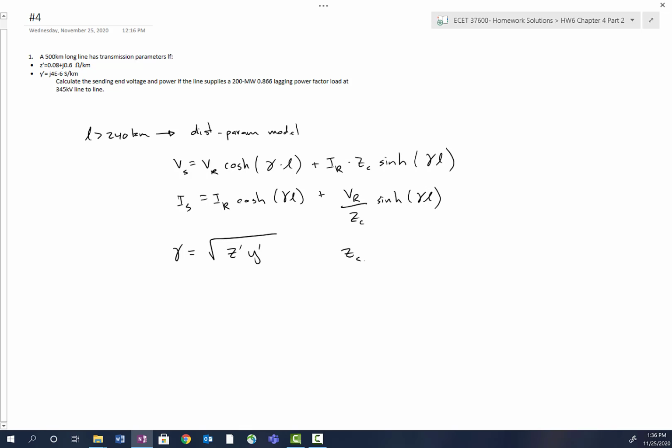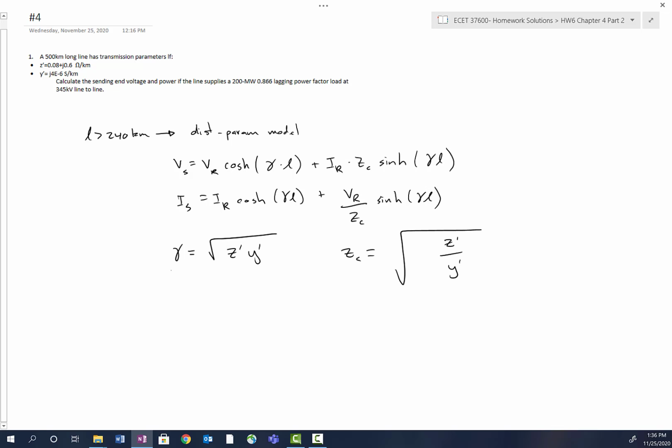The second is the characteristic impedance of the transmission line. It looks pretty similar. It's also solved from a square root, but this time it's Z prime over Y prime, so the square root of the series impedance per unit length divided by the shunt admittance per unit length. So that's the setup. We just need to solve, basically plug and chug for those equations. These problems get a little bit difficult because of the math steps involved, so make sure to take your time and double check your answers.